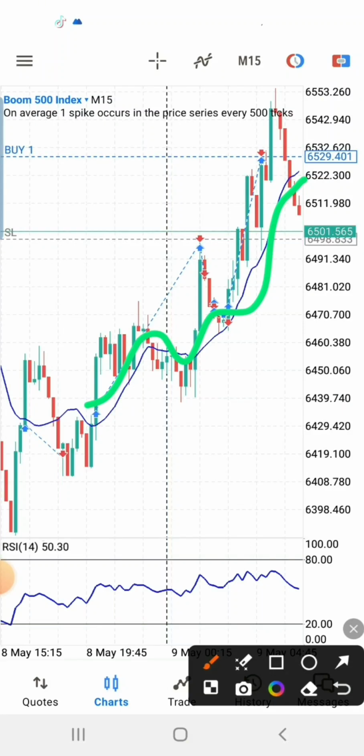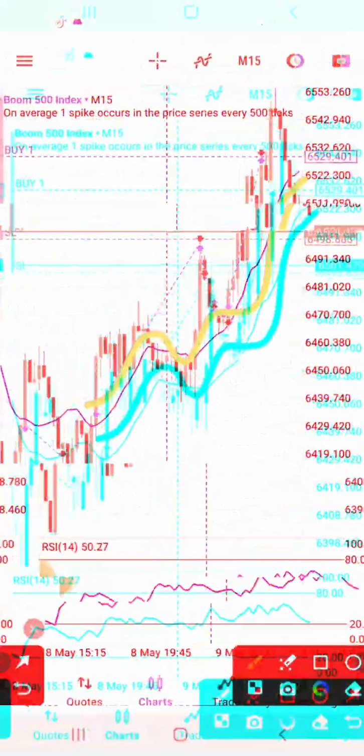If we are on crash, make sure that the price is below this moving average. Okay, once the price is below, then apply that flip zone strategy.